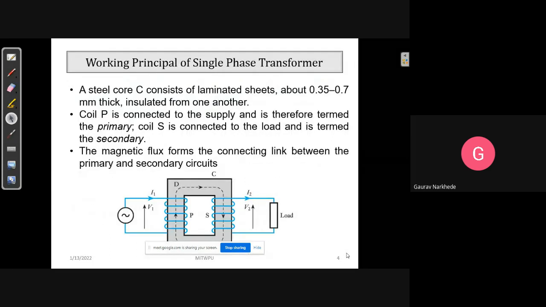So this is the basic working principle. What is the basic working principle? On what principle is the transformer working? Faraday's law of mutual induction. Okay.